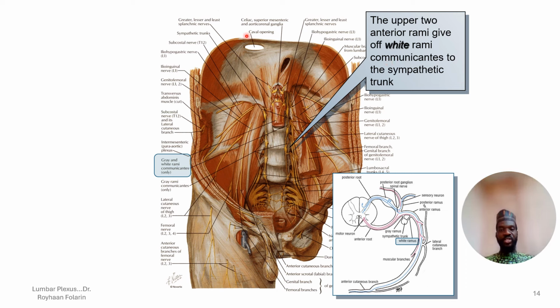So we appreciate from this image that the interplay between the somatic and the autonomic system is quite crucial for the integration of voluntary and involuntary control in the lumbar region. And clinically speaking, having a good understanding of these connections is very critical for managing conditions like when patients complain about referred pain, or what is diagnosed as autonomic neuropathies, or certain vascular disorders as well.